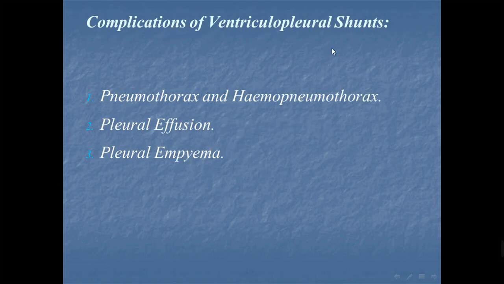Complications of ventriculopleural shunt are pneumothorax and hemothorax during installation of the shunt, and pleural effusion due to an excessive amount of CSF being mixed with the pleural fluid, or infection of this fluid. Now you see that the complications of ventriculoatrial and ventriculopleural shunts are very dangerous, much more dangerous than complications of the ventriculoperitoneal shunt, so we always put them as a second choice after the failure of the ventriculoperitoneal shunt.